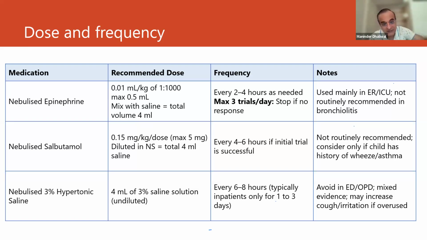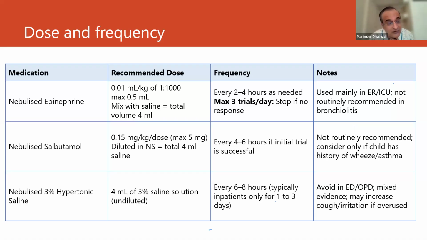Then comes nebulization of salbutamol: 0.15 mg per kg per dose, maximum of 5 mg, every 4 to 6 hourly, only if there is a family history of wheeze, asthma, or eczema in the child. Otherwise, this is not to be used. Then nebulization of 3% saline: 4 ml of 3% saline every 6 to 8 hourly, for 1 to 3 days, not beyond 3 days.